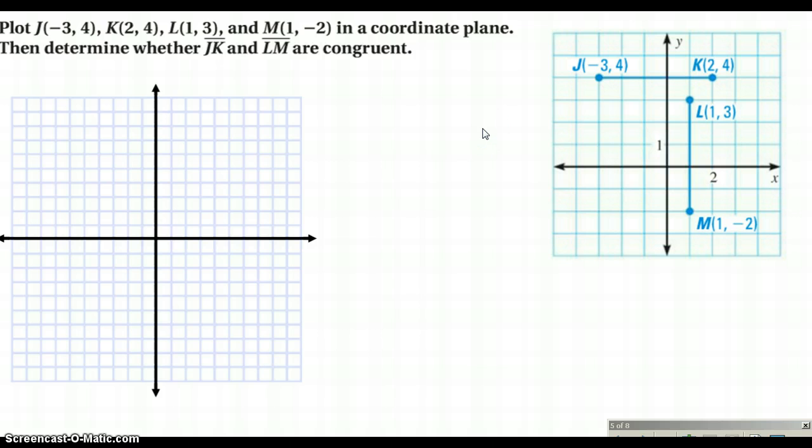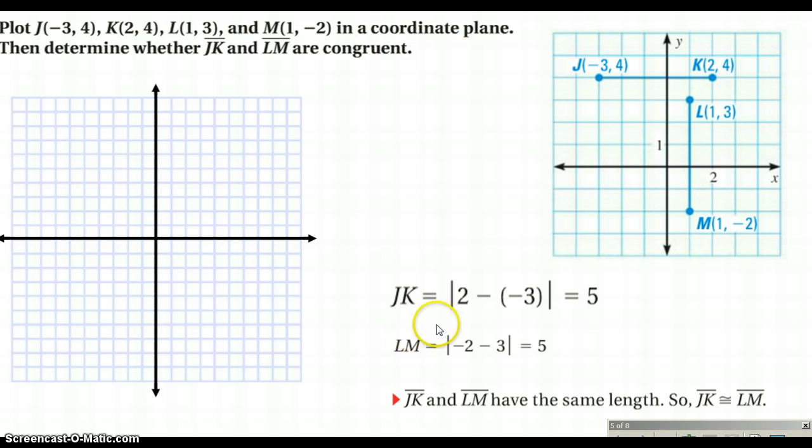J should have been at negative 3, 4, K at 2, 4. L should be at 1, 3, and M should be at 1, comma, negative 2. Hopefully you remember that X's are on the horizontal axis and the Y's are on the vertical axis, and you move X first, then Y.